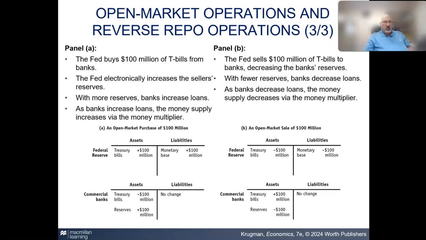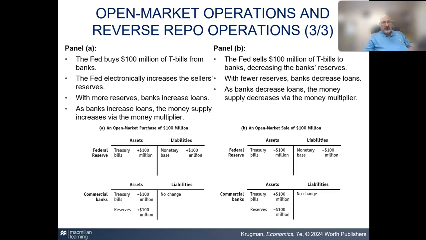All right. So open market operations on this. For panel A, the Fed buys 100 million of T-bills from banks. They electronically increase the seller's reserves. With more reserves, the banks can increase loans. And as banks increase loans, the money supply increases via the multiplier.